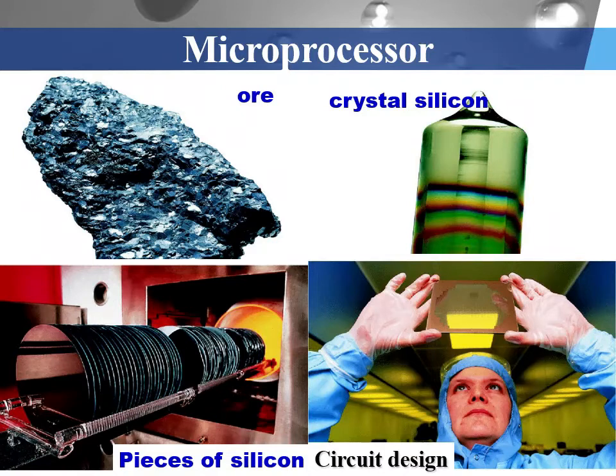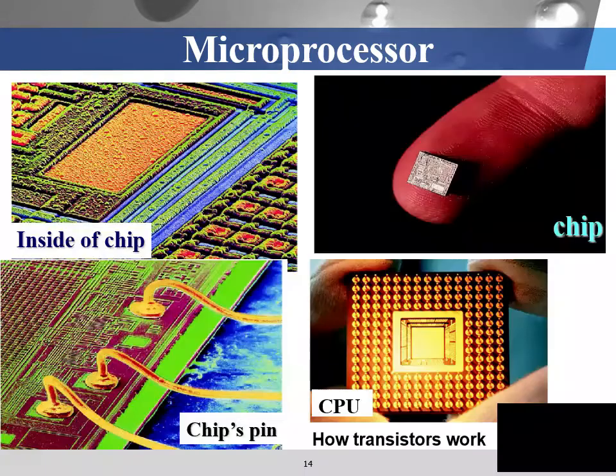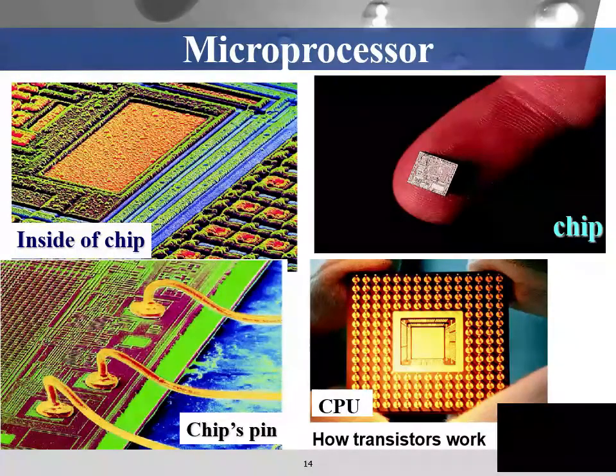So in this video, we know the general process of making a microprocessor. Actually, inside of the chip, there are billions of transistors. The transistor is the key part of the chip. So here I have another video to show you how the transistors will work.